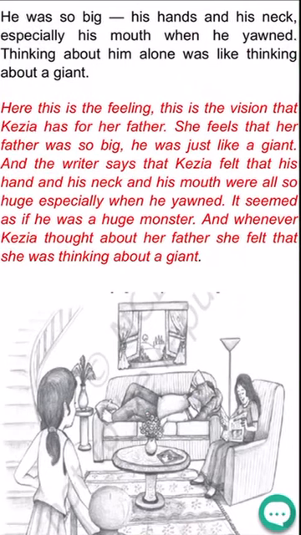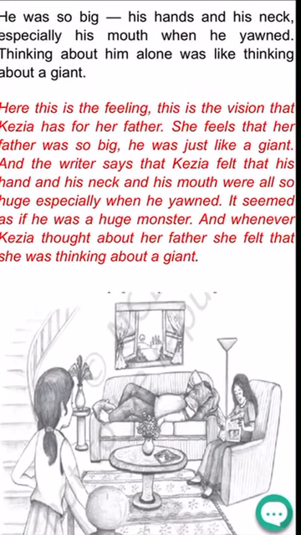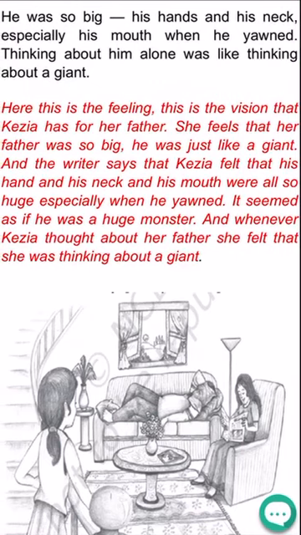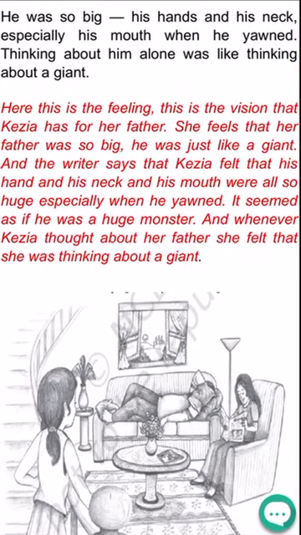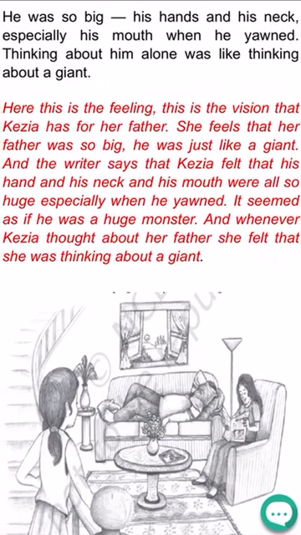He was so big, his hands and his neck, especially his mouth when he yawned. Thinking about him alone was like thinking about a giant. Here, this is the feeling, this is the vision that Kezia has for her father. She feels that her father was quite big. He was just like a giant. And the writer says that Kezia felt that his hand and his neck and his mouth were all so huge, especially when he yawned. It seemed as if he was a huge monster. And whenever Kezia thought about her father, she felt she was thinking about a giant.